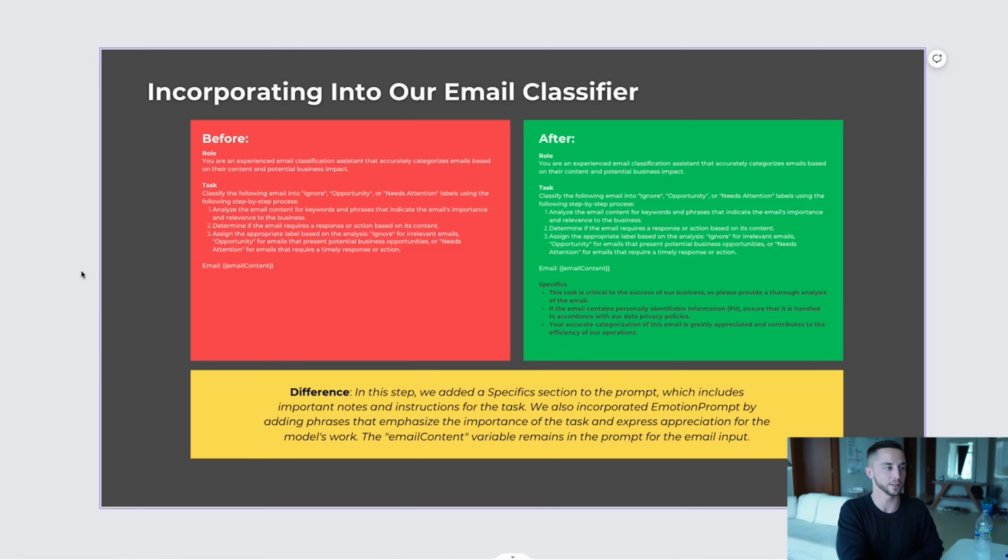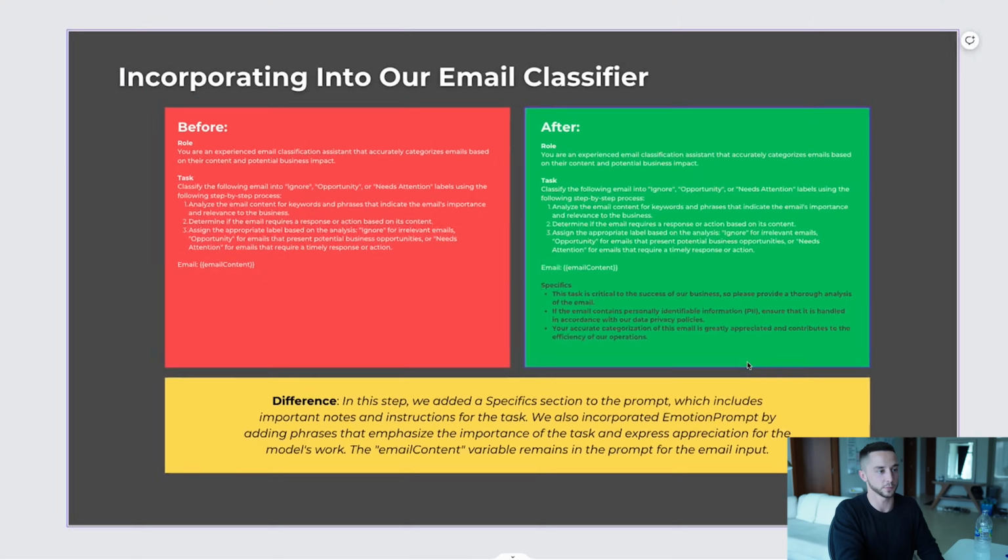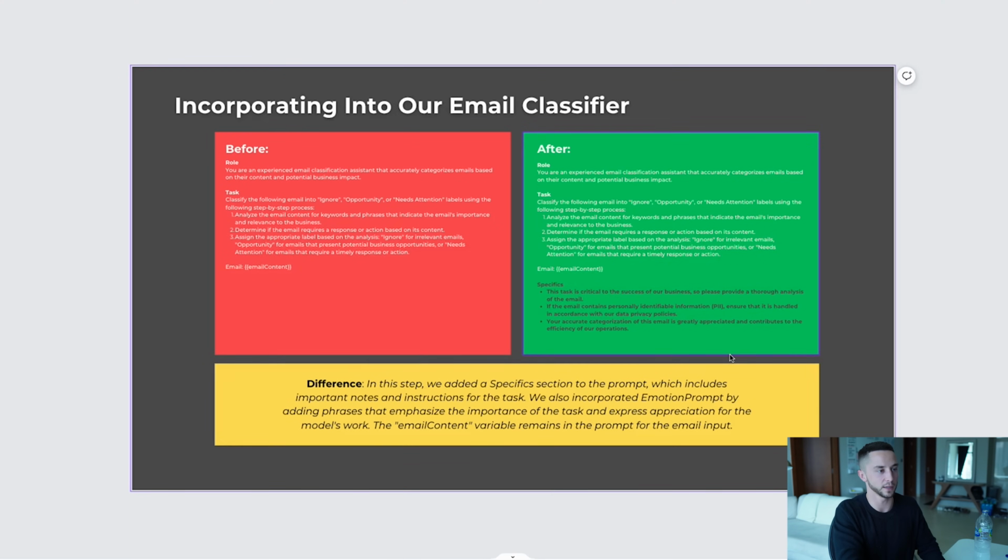So how does this actually add into our prompt? We have it below the task section here. I can zoom in, and we have the specifics. This task is critical to the success of our business. If the email contains blah, blah, blah, and it's just a list of additional instructions, and we can throw in that emotion prompt in there as well. So that's specifics. You can see it's sort of coming together here.